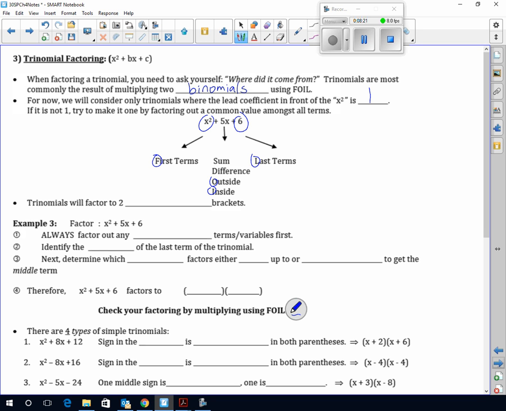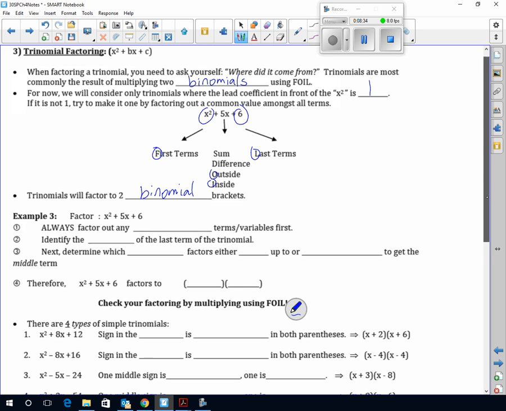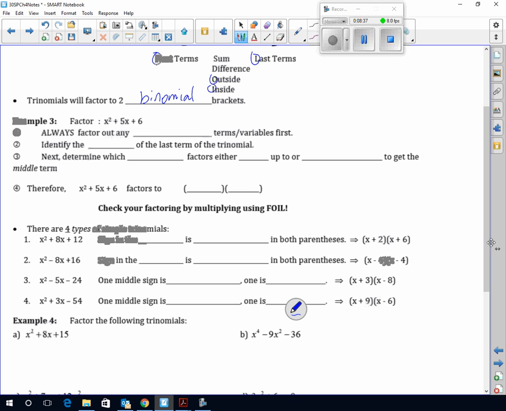So, factor x squared plus 5x plus 6. Always factor out any common terms, GCFs. Yes, that should always be your first move to factoring. See if you can factor out a GCF, because a lot of the time it'll make things so much easier to factor in the end.